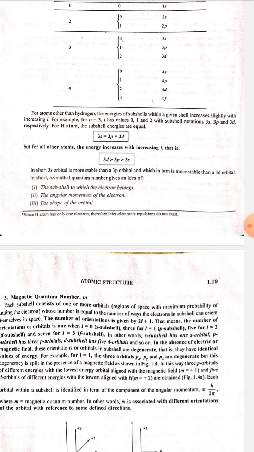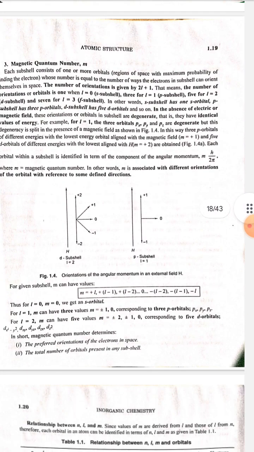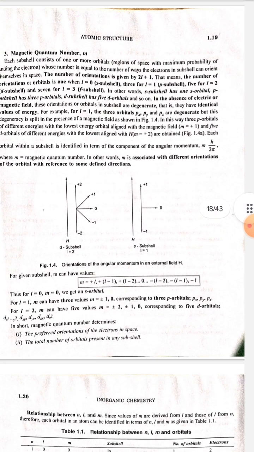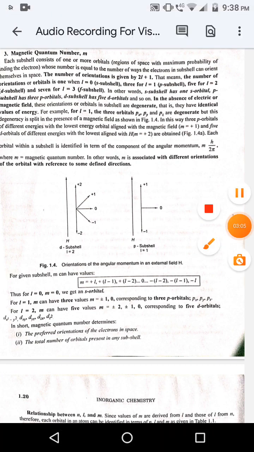In short, the azimuthal quantum number gives an idea of the subshell to which the electron belongs, the angular momentum of the electron, and the shape of the orbital. Number 3, magnetic quantum number m. Each subshell consists of one or more orbitals.